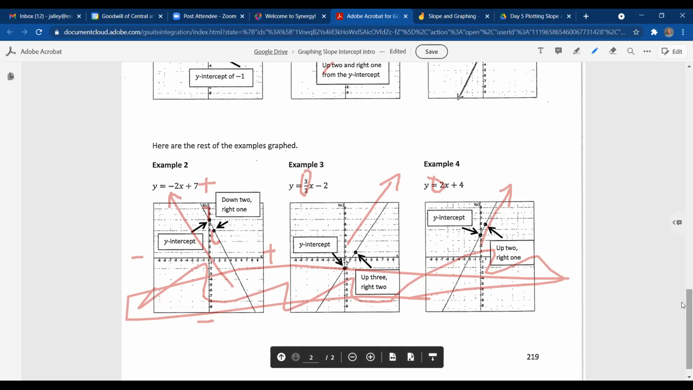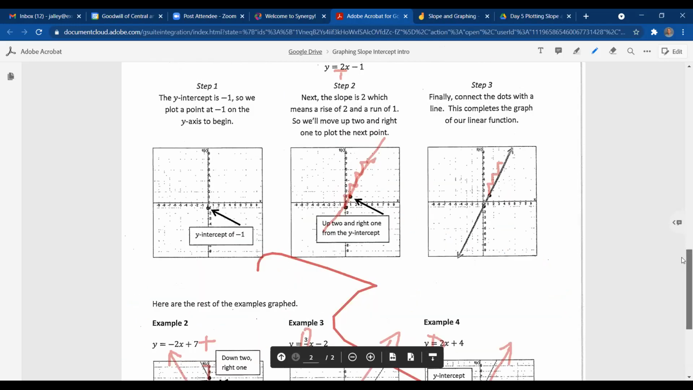Questions, anybody? That's basically how we graph in slope intercept form.